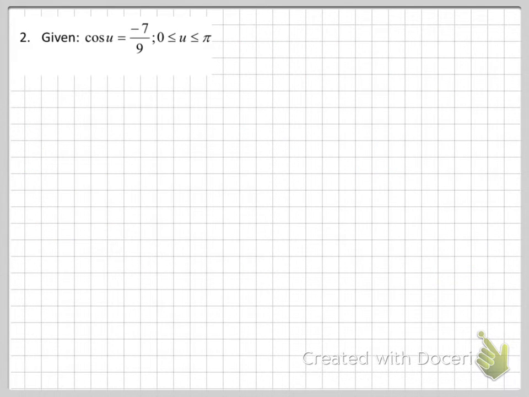Okay, let's try another one. Same directions. The directions aren't really on this page, right? But the same directions. We're going to find all three things. See if you can set up the triangle correctly. Pause your video. I'm going to pause mine, and the next time you see it, the picture will be complete. See if you can draw your whole picture completely.